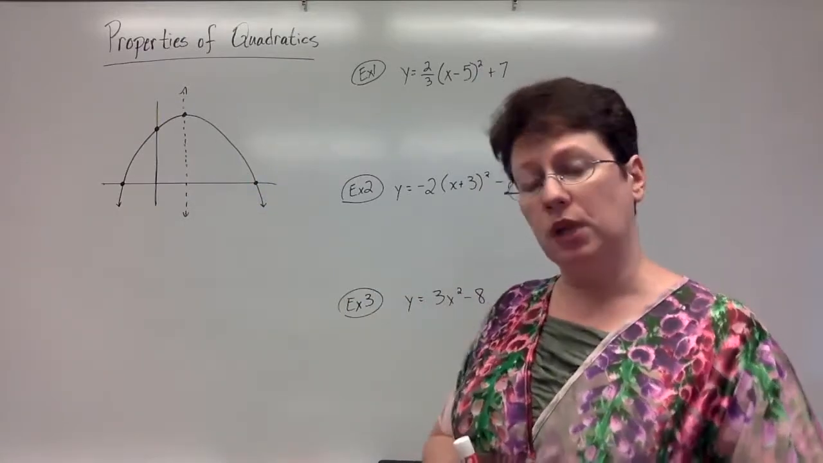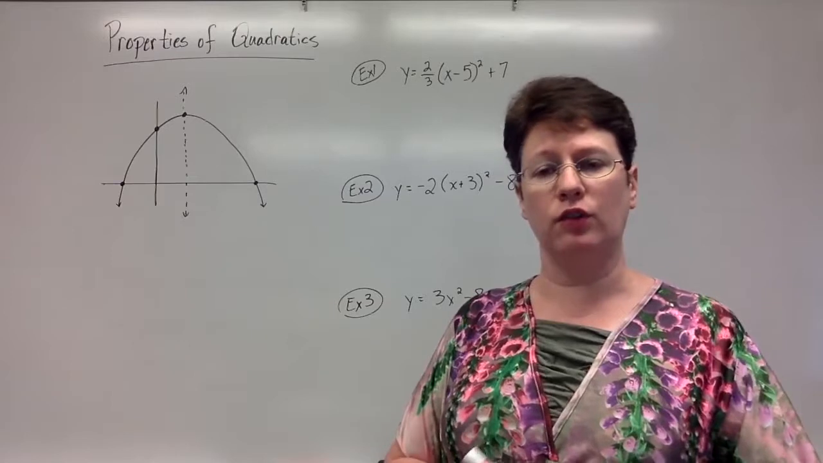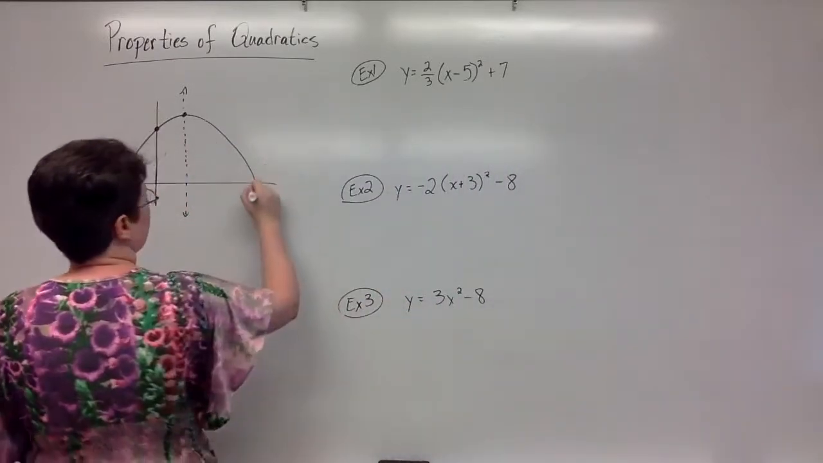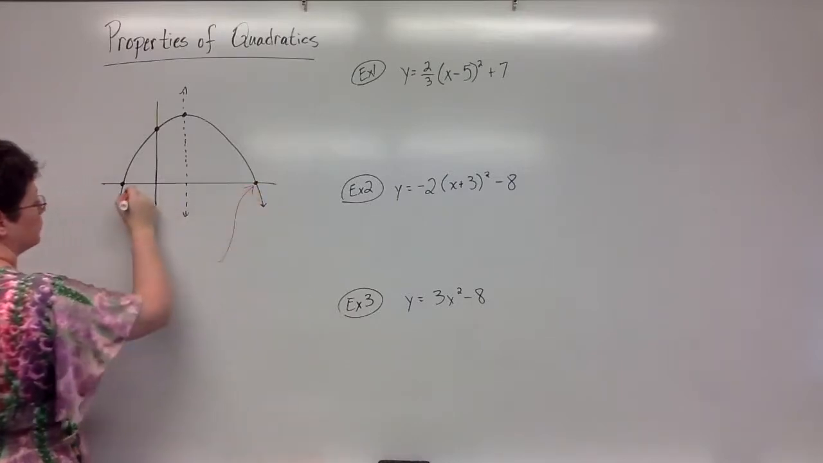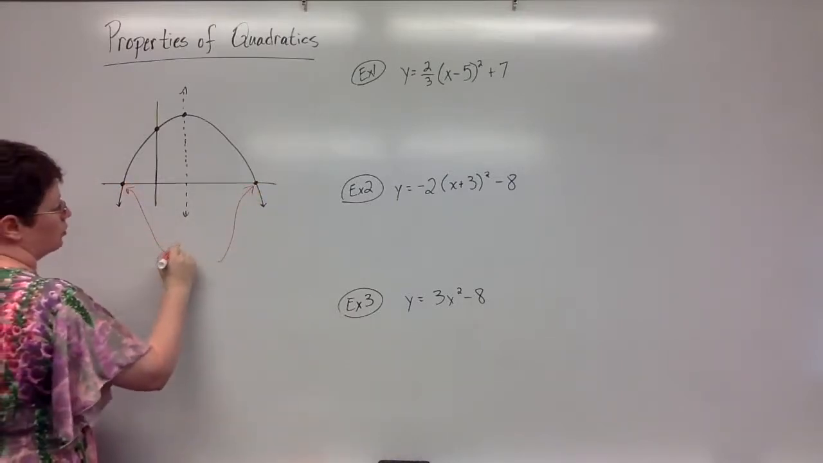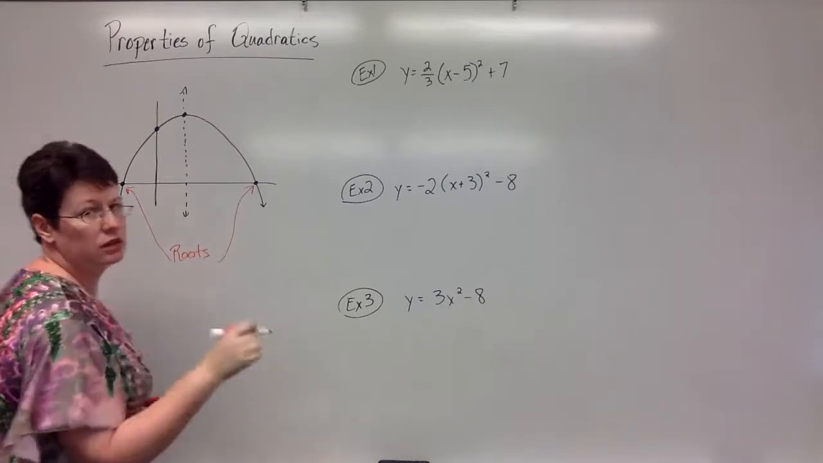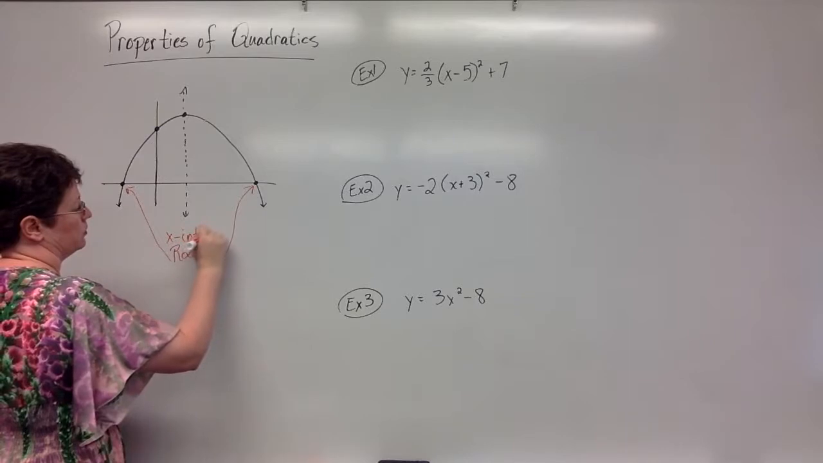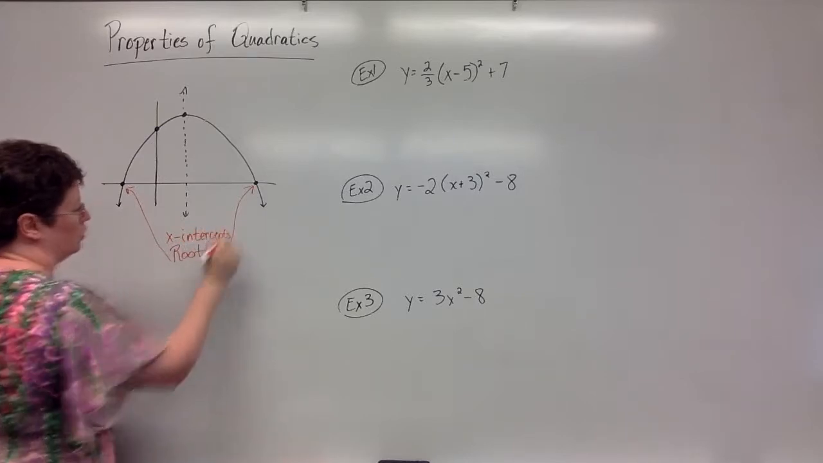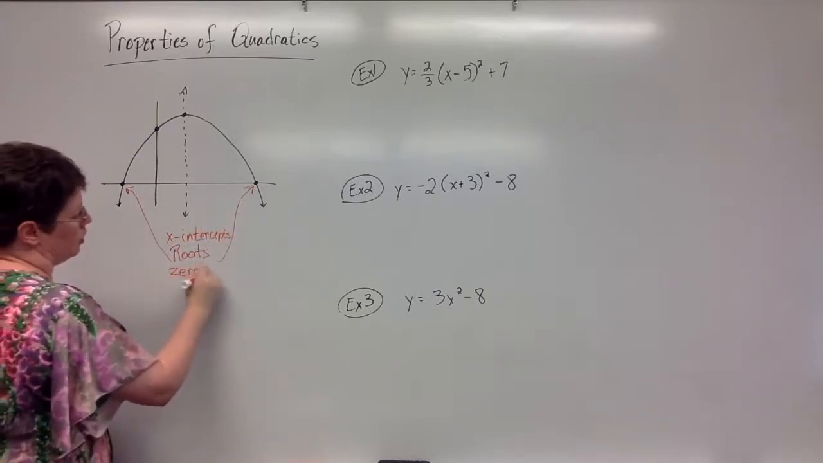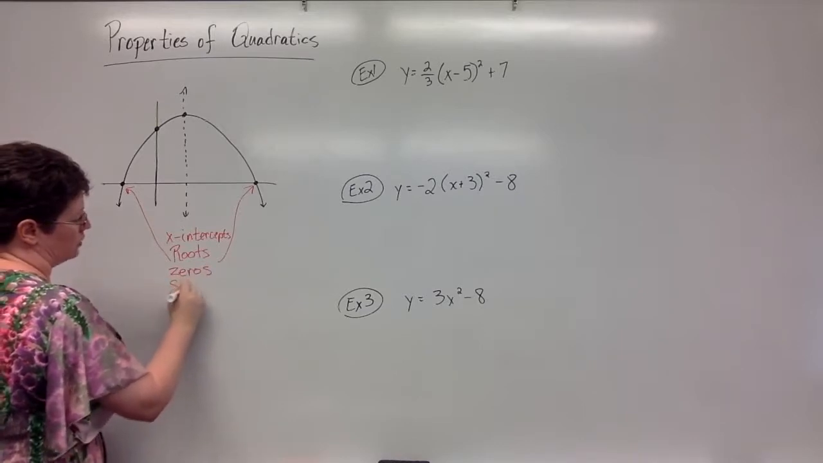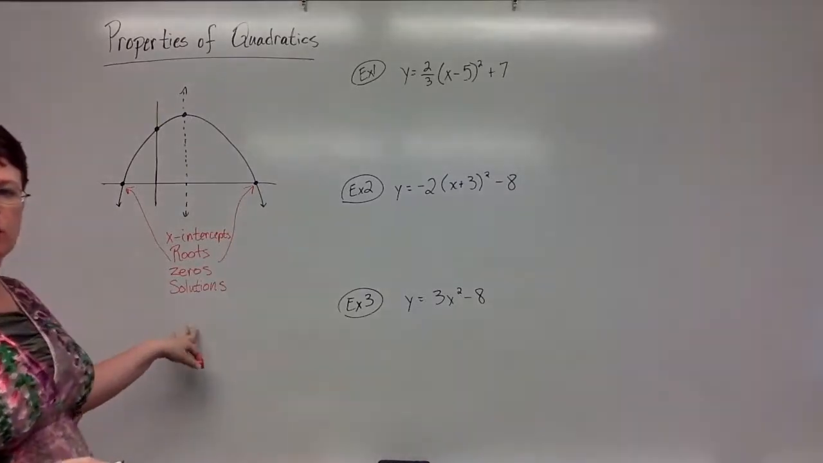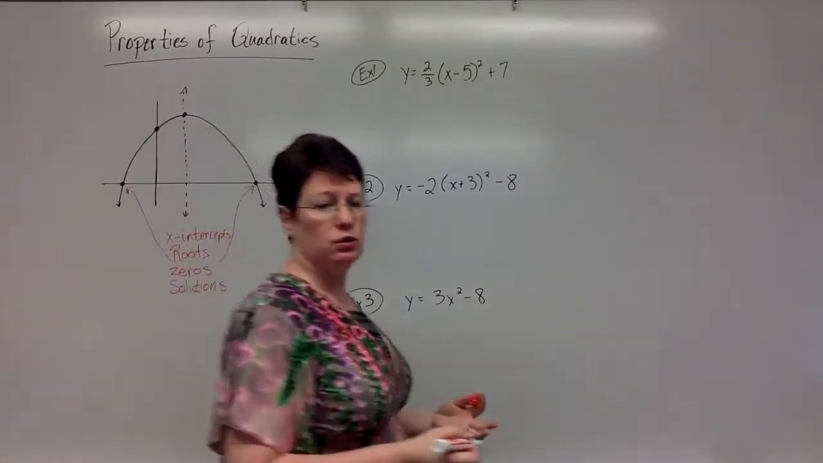For example, the place where the curve intercepts the x-axis is known by three different names. Okay? We call them roots. Actually, there's four names, right? Because there's x-intercepts, roots, they're called zeros, and they're called solutions. Because when I'm solving a problem, we're solving for x. So we're getting our solutions.